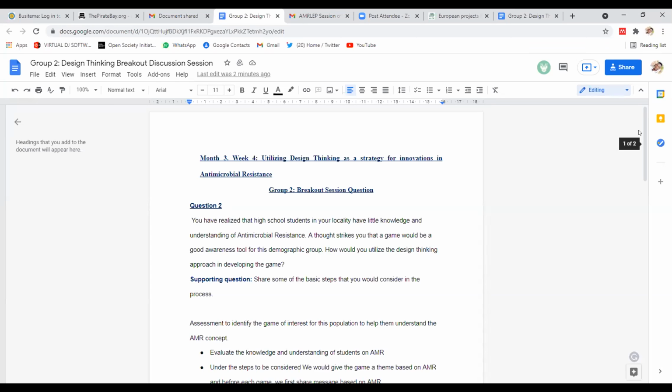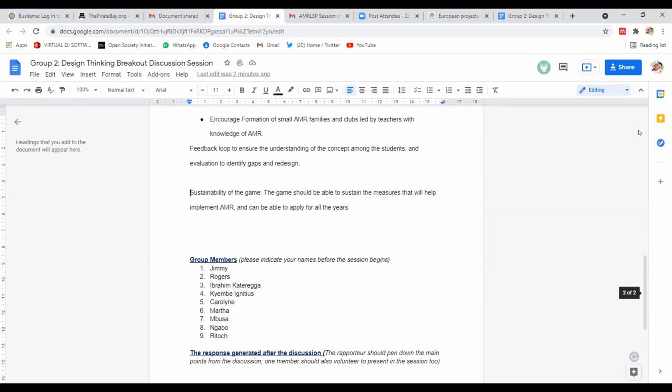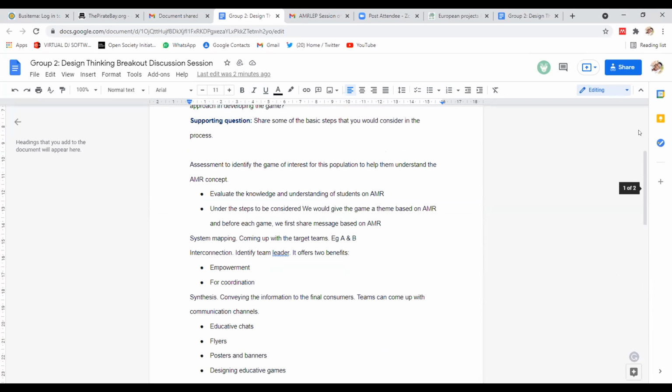From our discussion, we identified that we should start with an initial assessment. It's not so different from Group 1. In the assessment, we want to identify the game of interest for this special population of high school children, that will help them understand the concept. And then, still in assessment, we want to evaluate the knowledge and understanding of these students on antimicrobial resistance, and also understand the steps that we can consider to deliver the message through these games.